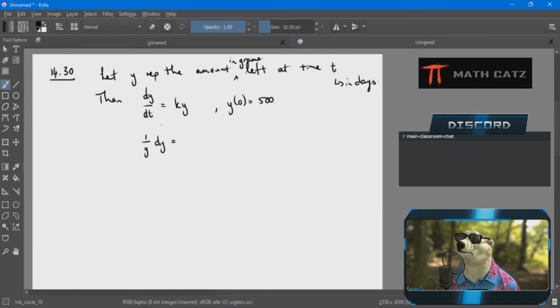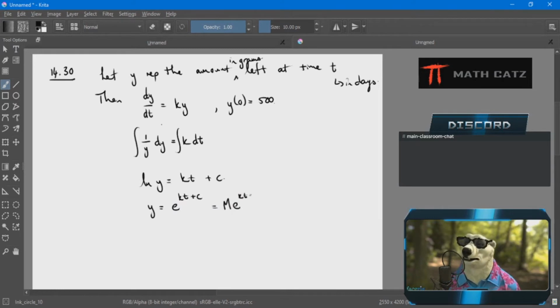The actual value of k is irrelevant in the solution process. I separate the variables, I integrate both sides, I get a natural log, kt with the integration constant. Then I solve for y, and I write it with a more convenient integration constant.